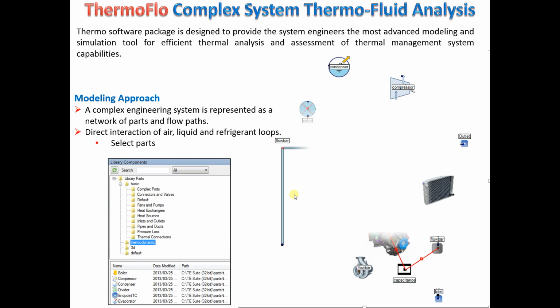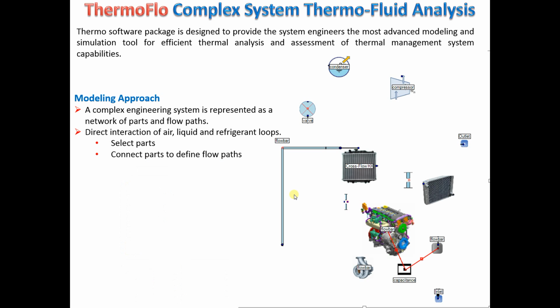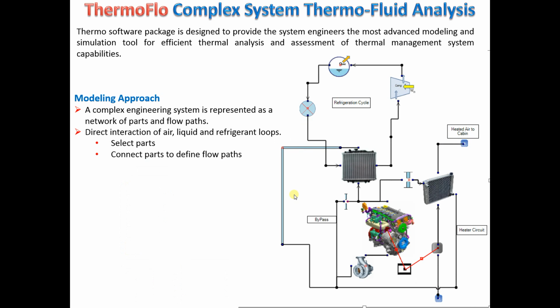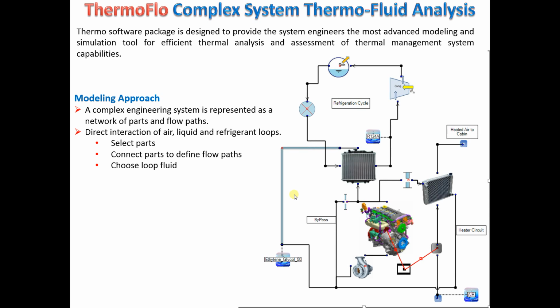To construct a model, the user selects the desired parts from the library and places them on the canvas, connects the parts to define flow paths and various loops in the model, chooses a fluid for each loop by right-clicking on a node to insert a fluid icon, sets the known conditions, load cases, and performs the simulation.